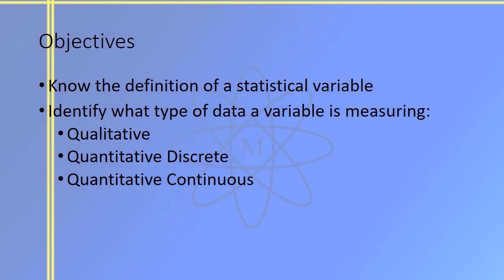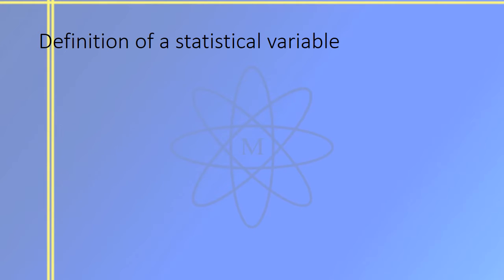We need to know what a statistical variable is, and then we also need to know what kind of data that a specific variable is measuring. So the way this will look is you will have a question that says, hey, I made a survey and I chose to ask people what kind of food they like to have when they go out for dinner. And then based on that, you need to decide what's the variable and what kind of data is that variable measuring. So let's get started.